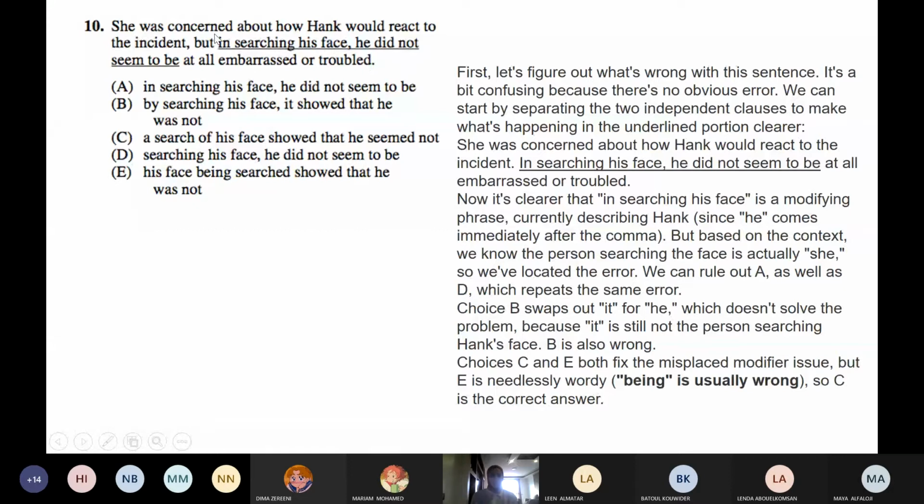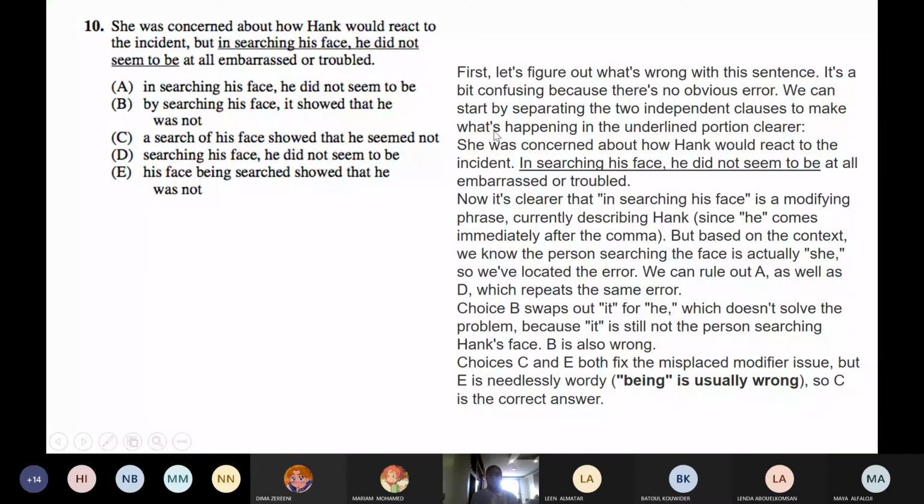What is "in searching his face"? Let's figure out what's wrong with this sentence. It's a bit confusing because there is no obvious error. We can start by separating the two independent clauses. So she was concerned about Hank. To make what's happening in the underlined portion clearer: she was concerned about how Hank would react to the incident, and make it a dot.